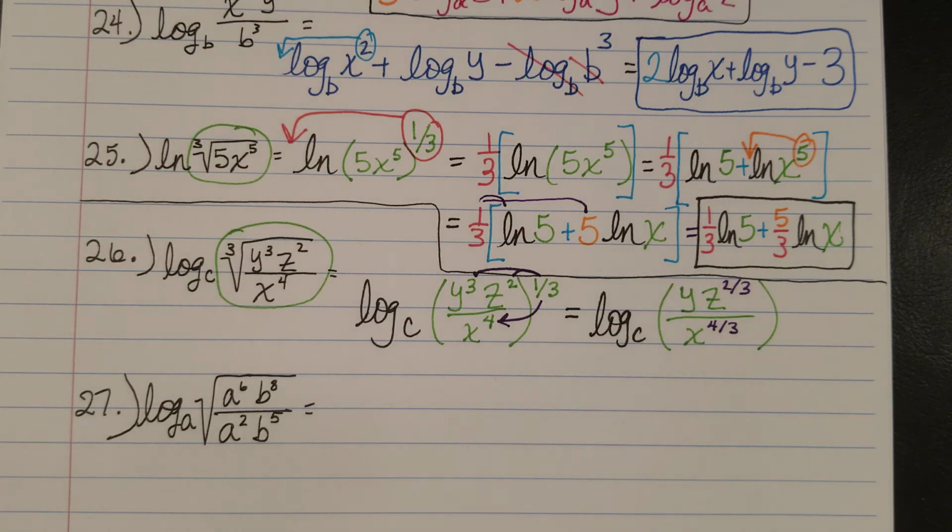So now I'll go ahead and break it into my sum and difference of logs. I've got two things that are multiplying on the top, so the logs for those will be positive, and then I've got the one on the denominator, so the log for that will be negative.